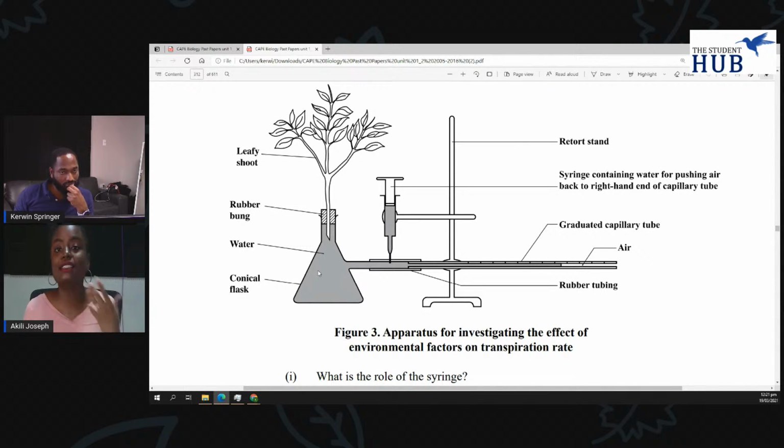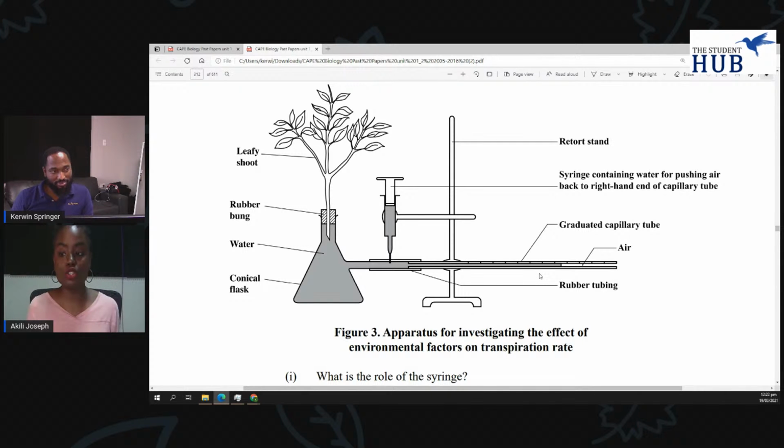You might want to add a dye to the water so it's easier to see the liquid moving along the graduated capillary tube. Another one is that when you set up both sets of apparatus, you want to give them a chance to settle. So let some transpiration happen, and then you squeeze down your syringe in order to move this meniscus back towards the end of the tube, so you're resetting the apparatus before you start to record measurements, right?